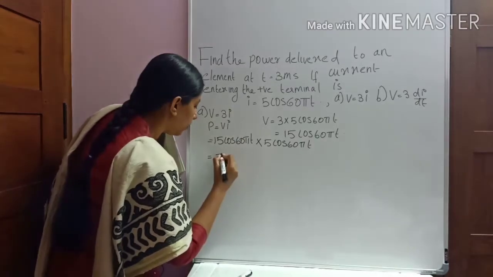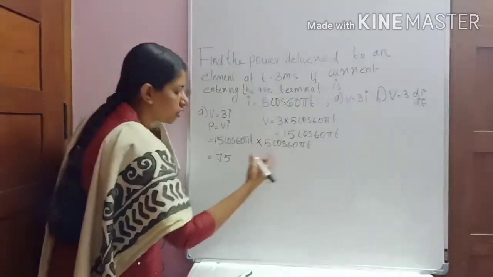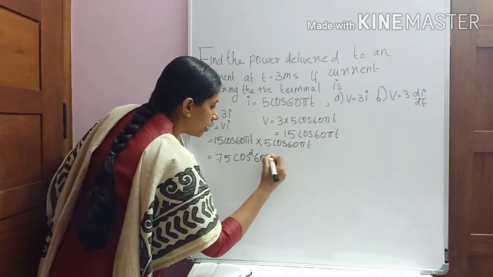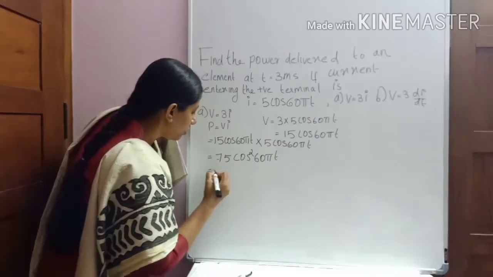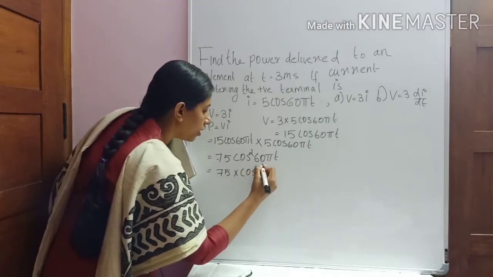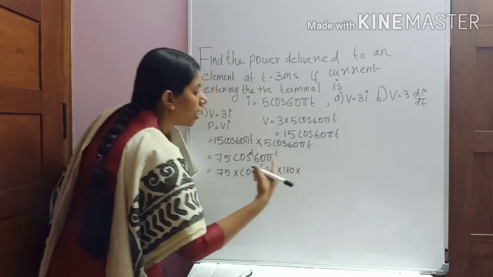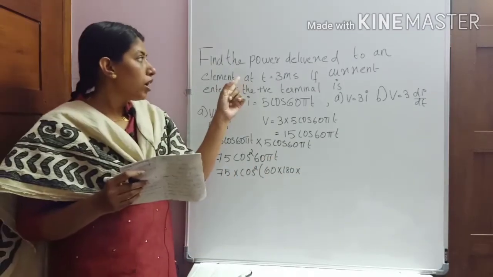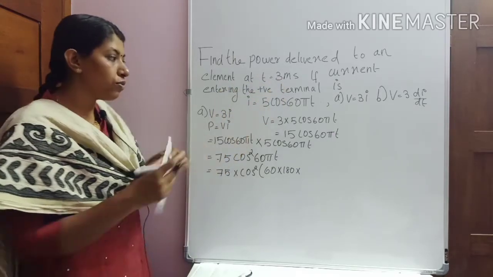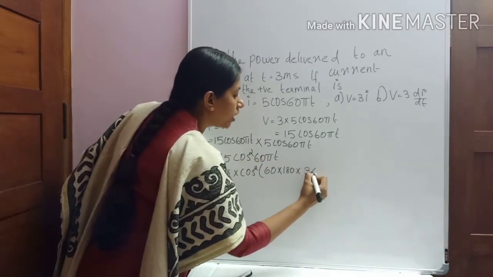Therefore the answer will be 15 into 5, 75, times cos 60 pi t into cos 60 pi t, cos squared 60 pi t. Now 75 into cos squared of 60 into 180 into t. You are asked to calculate the power delivered at t equal to 3 milliseconds, so for the value of t, you have to substitute 3 into 10 raised to minus 3.